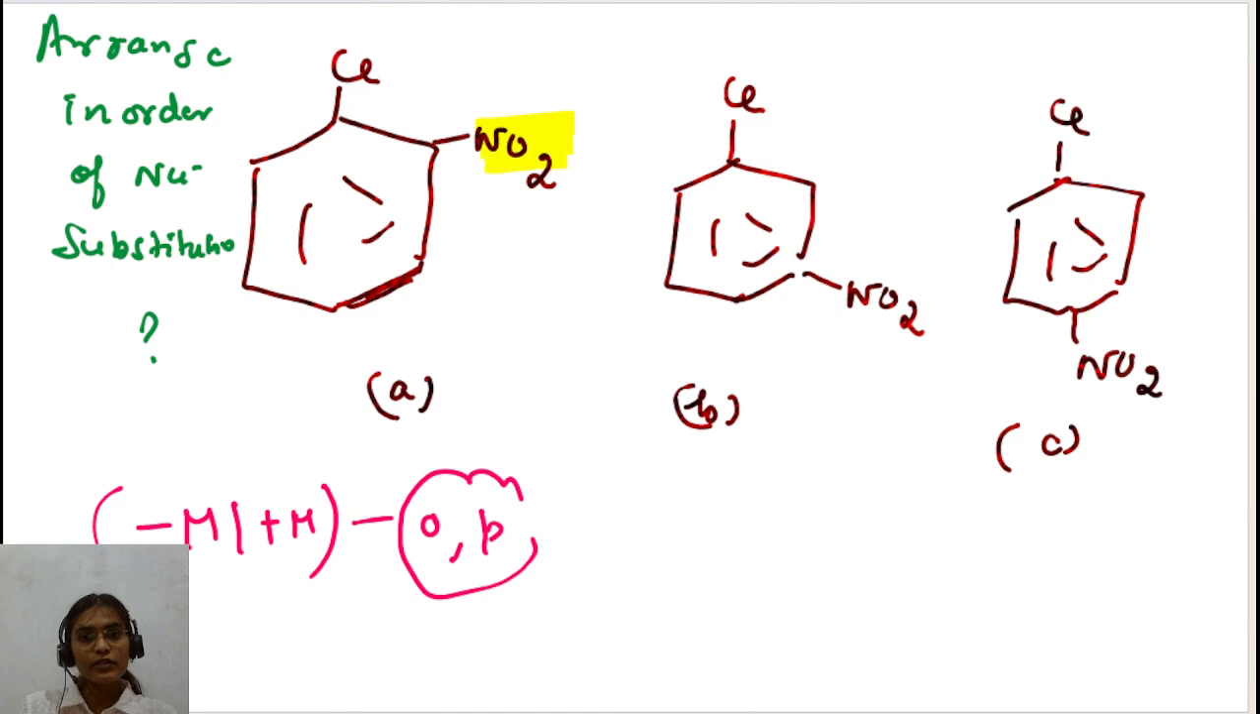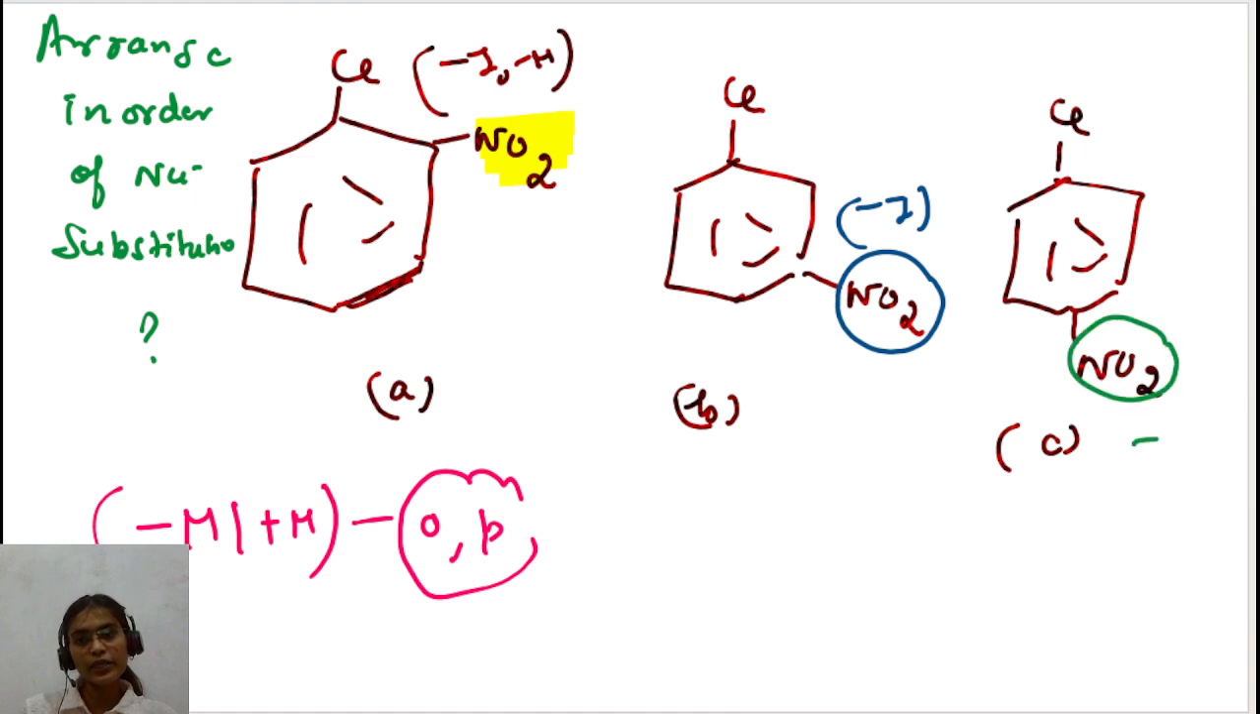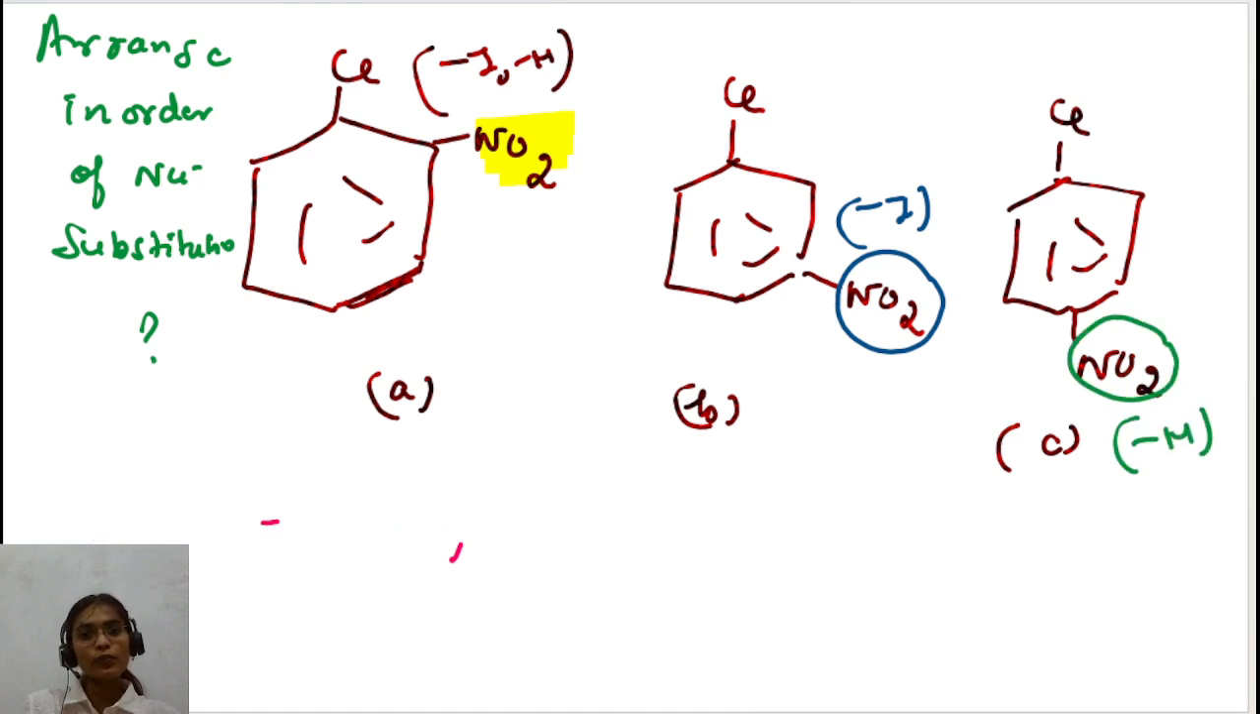Here, if you consider this NO2, for this one we have a minus I and minus M, both can be there, right? But okay, look at this. In this case, that is minus I only, and in this case, that is minus M only. So if you take condition number one, the substituent number A, what is happening in it? Both are the withdrawing ones, so you can say A is more electron deficient. A is going to react first.